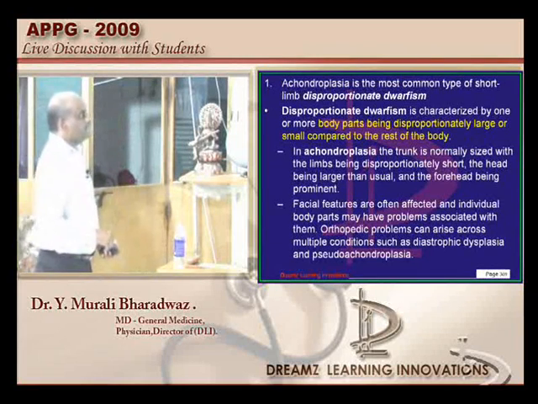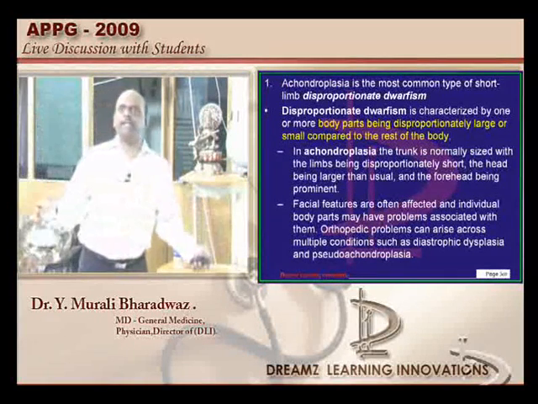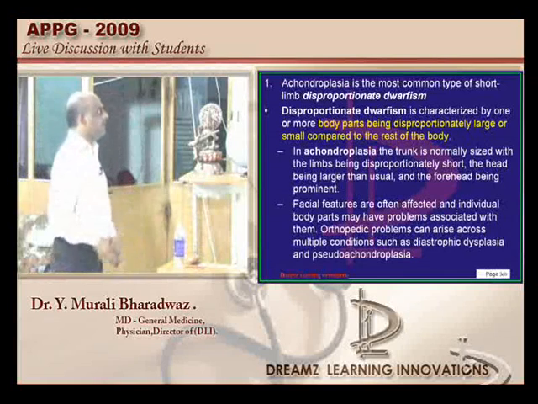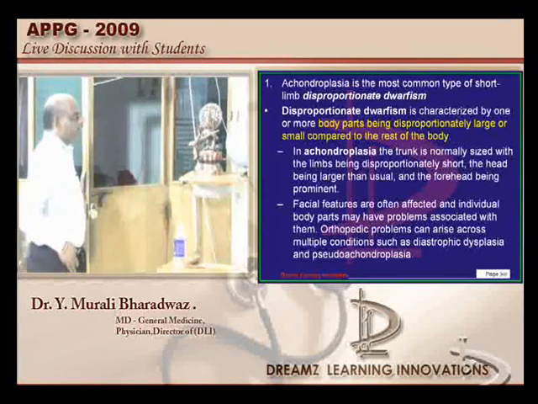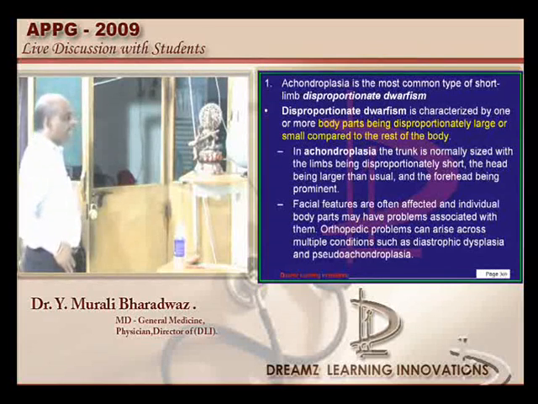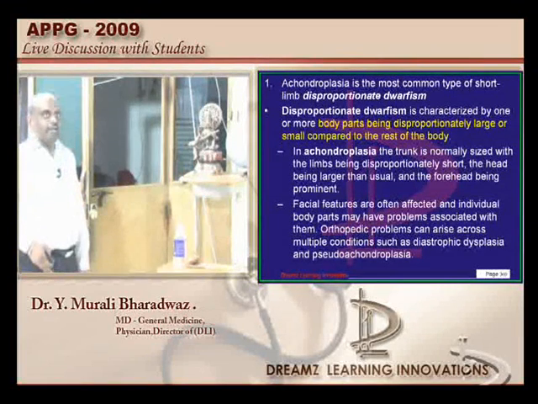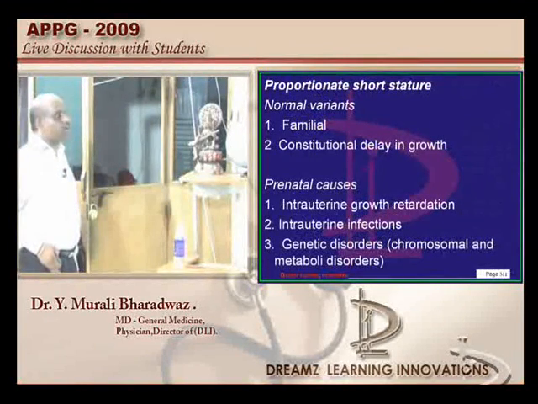Whereas proportionate dwarfism, if you take, doctor, it can be familial, it can be IUGR, it can be intrauterine infections, it can be nutritional dwarfism and endocrine disorders. Any of them can lead to the development of proportionate dwarfism.